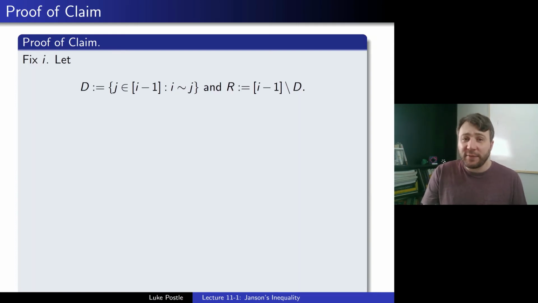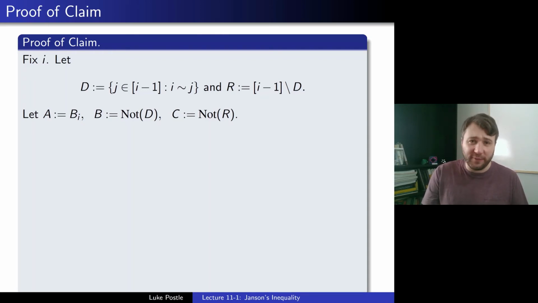So we fix a specific I, it doesn't matter, just pick one I. And now I'm going to break up everything smaller, which is 1 up to I minus 1, into two sets: D, which will be the ones it's dependent on, and R, the ones that it's independent of, the remainder. So we have this D and this R, and now I'm going to define three events. I'm just going to rename to make it easier so we don't have to carry around everything. We're going to let A be BI. I know that's terrible, but just go with me. We're going to let B, the second event, be not D. So what if none of the dependent events happen? And C will be not R, so none of the remaining events happen.